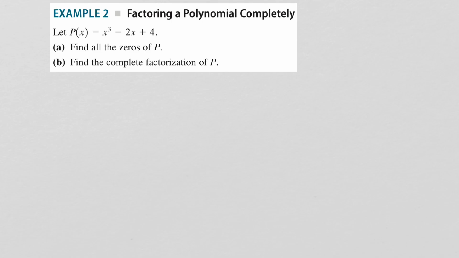Now in our next example, we'll do the same thing: find all the zeros and the complete factorization. This time, it's not as simple to factor this, right? Because it does not lend itself to grouping. So I'm going to go back to synthetic division.